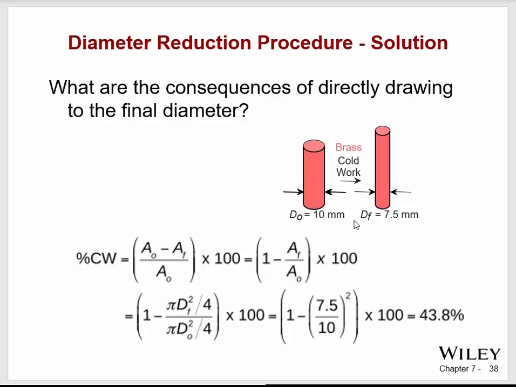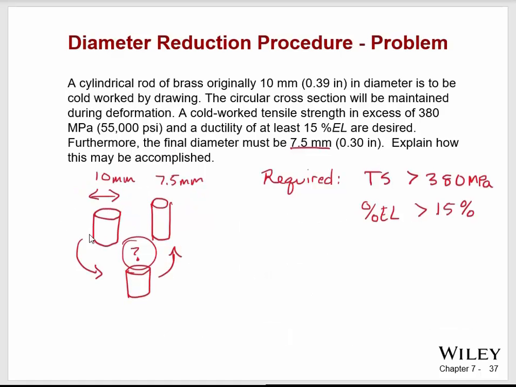So first, like I said, this is kind of an erroneous way of going about it. If we were to directly draw it to the final diameter, then we would reach 43.8% cold working, right? It is not a good strategy. That's a lot of cold working, so you're probably destroying the thing in the process. Okay, so now let's look at, so this is not a good strategy, right? This is a better strategy.